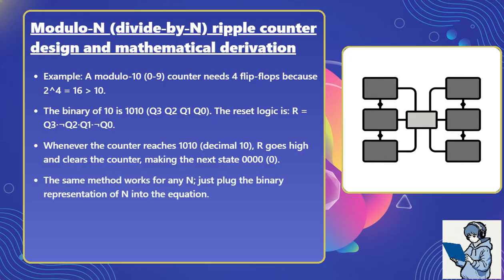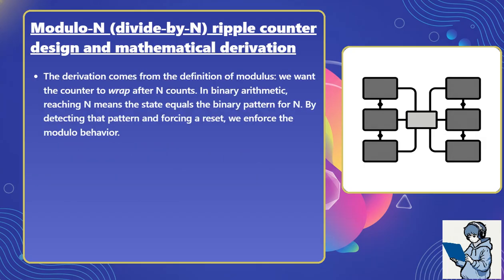The same method works for any n. Just plug the binary representation of n into the equation. The derivation comes from the definition of modulus. We want the counter to wrap after n counts. In binary arithmetic, reaching n means the state equals the binary pattern for n. By detecting that pattern and forcing a reset, we enforce the modulo behavior.